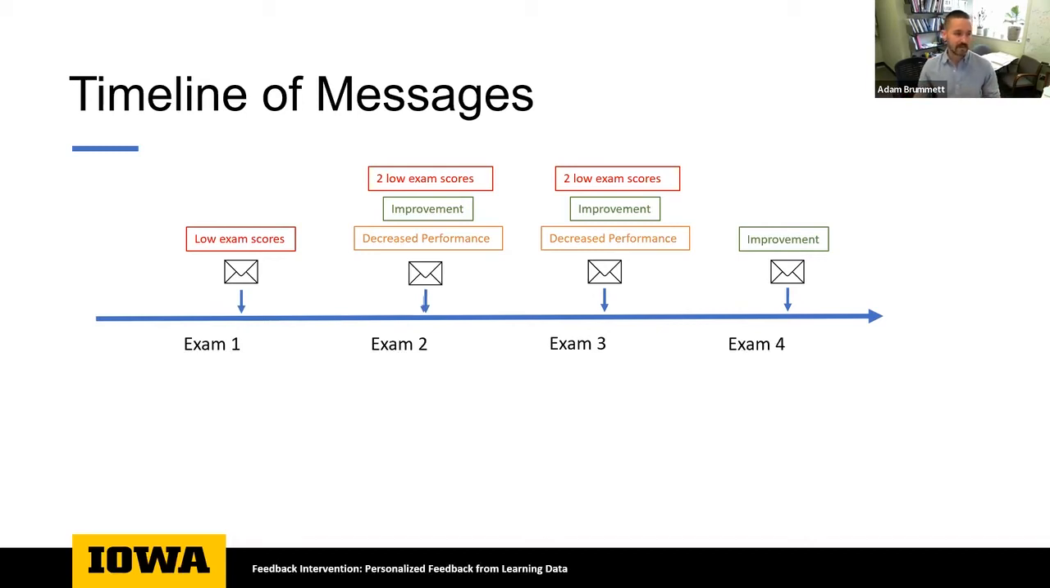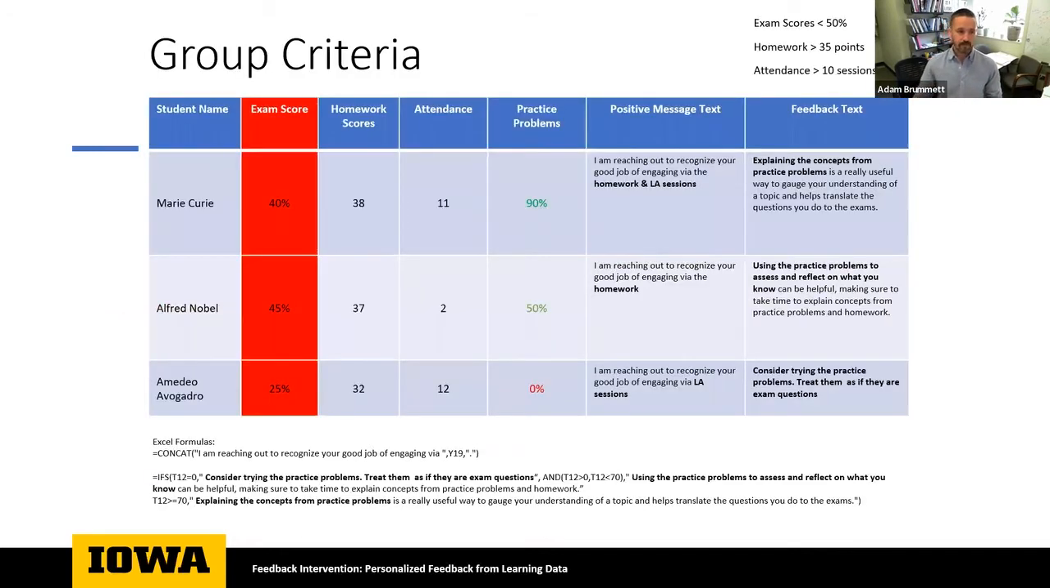So if we go to the next slide, we can see that the exam score is the overarching group criteria here. We have exam scores that are maybe less than 50%. So these students are struggling with something along the way. Maybe it's engagement, maybe it's motivational factors. It could be a variety of things that have gone into an exam score like this.